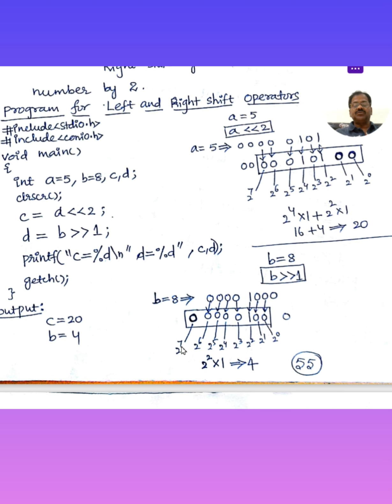Up to 2 to the power of 7. You see here, 2 to the power of 7 into 0 plus 2 to the power of 6 into 0 plus 2 to the power of 5 into 0 plus 2 to the power of 4 into 0 plus 2 to the power of 3 into 0. Like that we have to write. Then we calculate the expression, and we will get the answer 4.